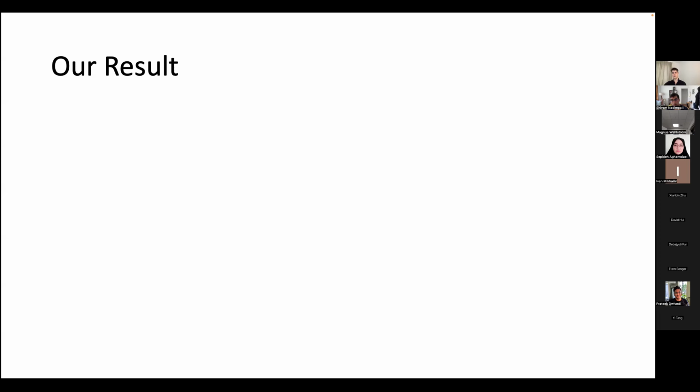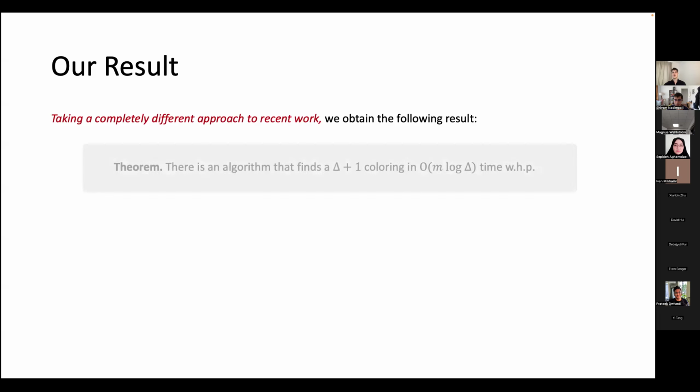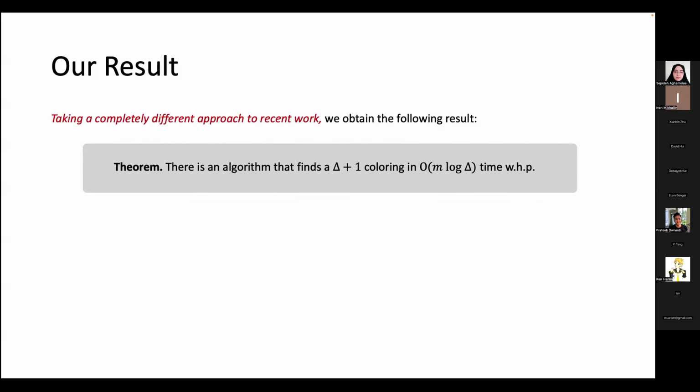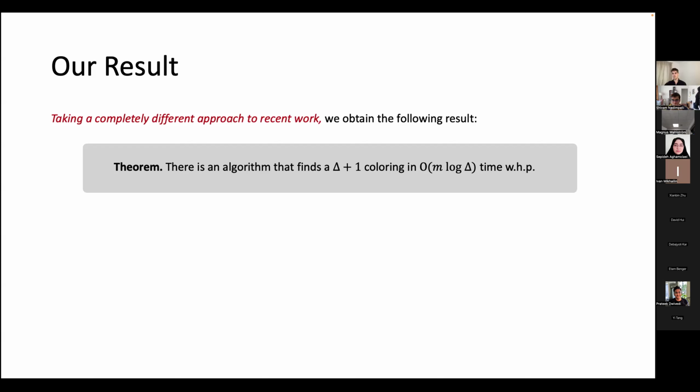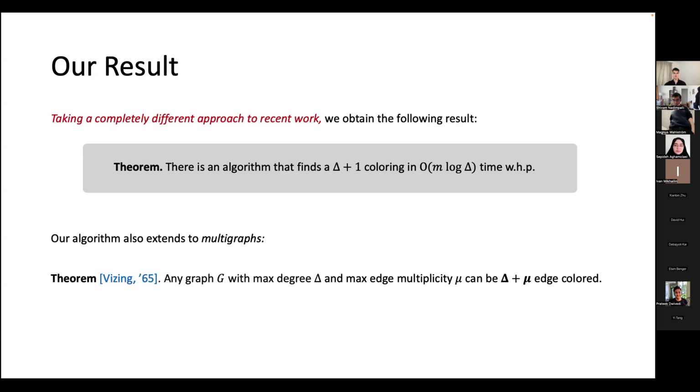And as our result, we continue on this line of work, taking a very different approach to all of these recent results. We actually show how to compute a delta plus one coloring of a graph in near linear time, in m log delta time with high probability. And our algorithm also extends to multigraphs as well.